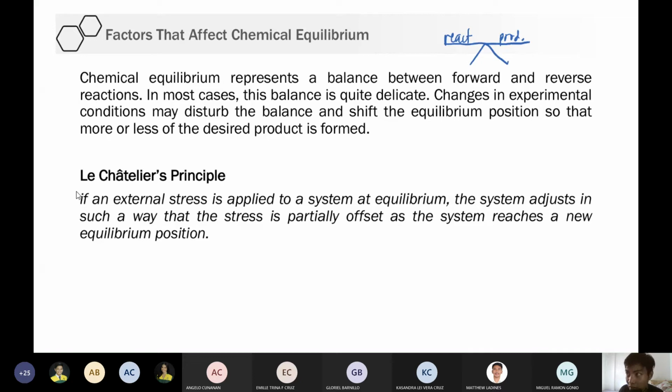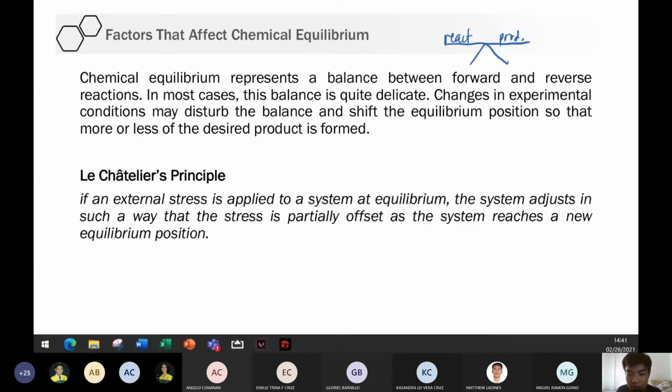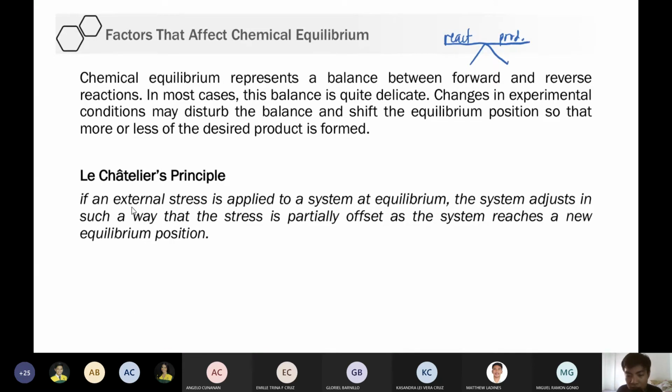Basahin natin ang kanyang sinabi. If an external stress is applied to a system at equilibrium, the system adjusts in such a way that the stress is partially offset as the system reaches a new equilibrium position. In Tagalog, sabi niya, kapag yung system daw ginulo mo, it will try to re-establish the balance.